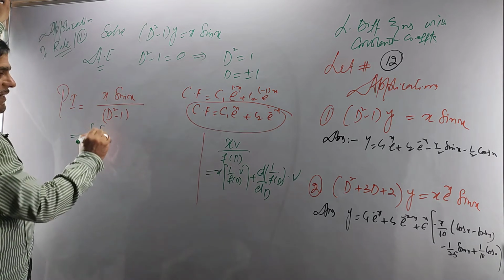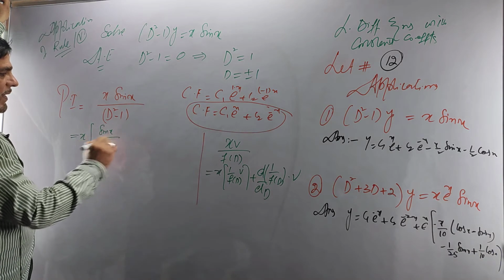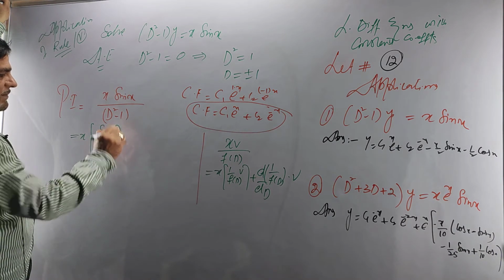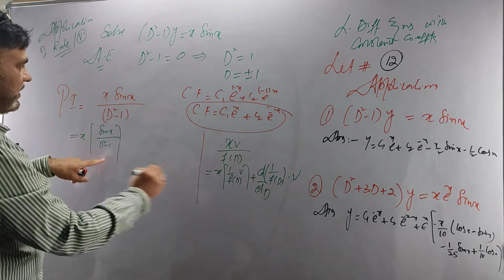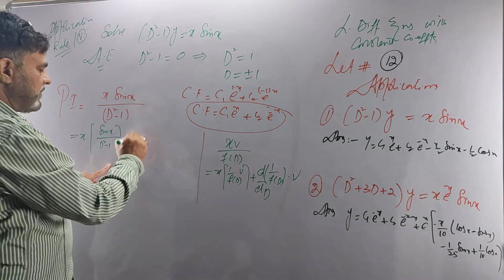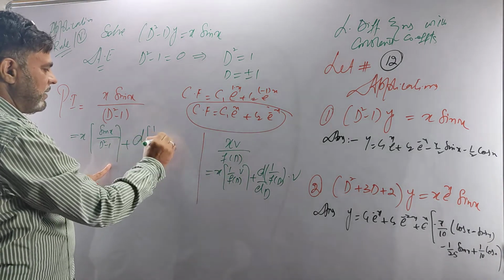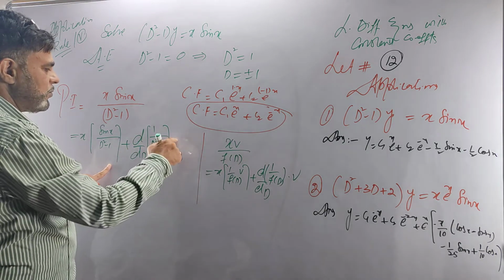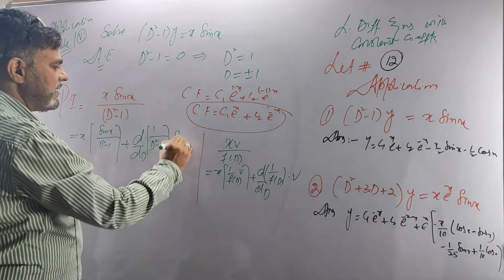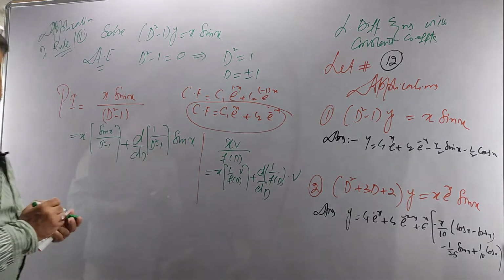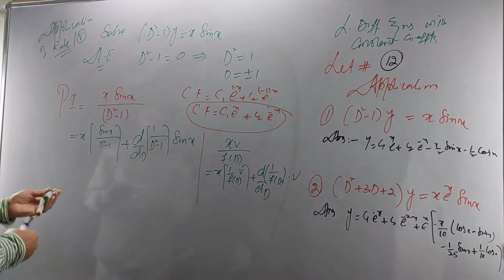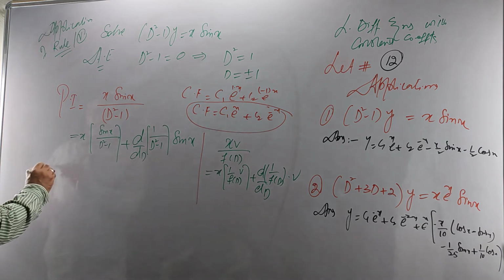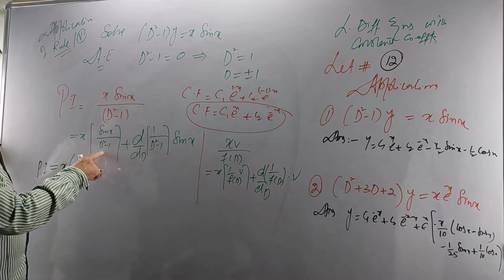Okay, this is sin x by D square minus 1, 1 by f of D into v, plus the differentiation of 1 upon D square minus 1 with respect to D into v. What is your v? It is sin x. Do you follow? Now, this is your particular integral.